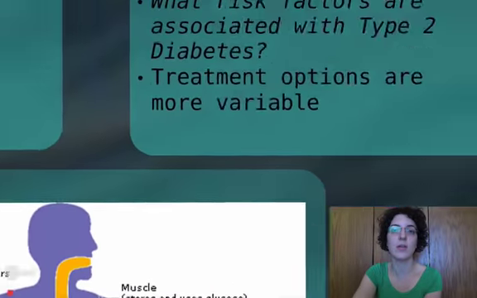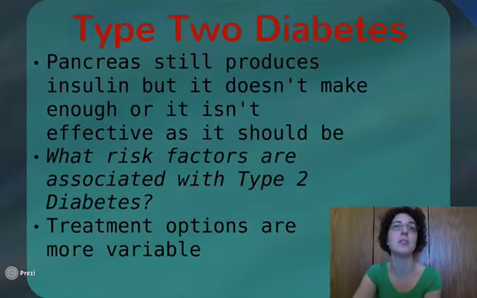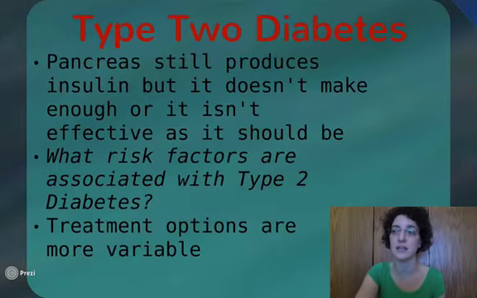So now we are going to move on to type 2 diabetes, and we'll talk about that just a little bit. So type 2 is different from type 1 because your pancreas is still producing insulin. However, either the cells are not responding properly to the insulin, or the insulin that's produced naturally isn't enough to meet the needs of the body. So even though the insulin is still there, it's not working as well as it should.